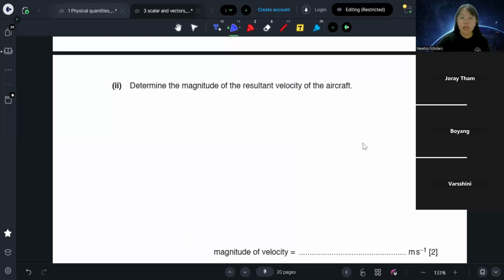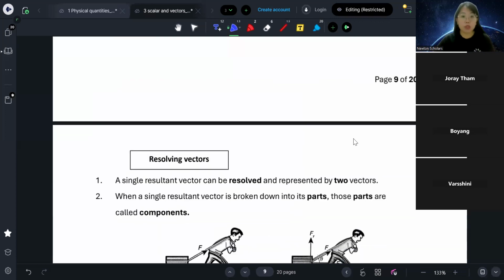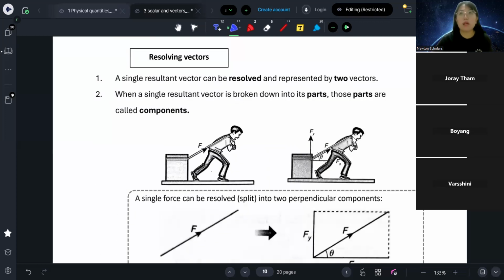Okay, thank you, dear. Okay, boys and girls, we come to here. If you are a graduate from SPM, this part is still easy for you. But if you are year 10, year 11, we didn't touch this.